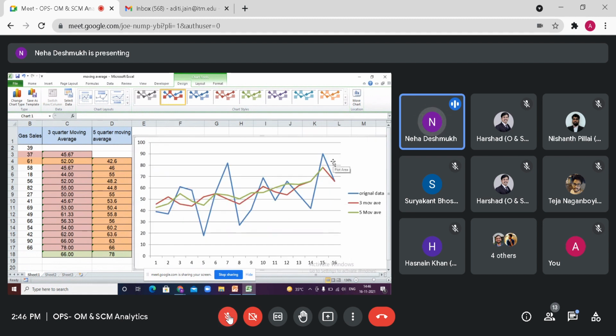See, the blue one is my original data. Now the three quarter moving average is smoother compared to the original data, which is in the brown line. The five quarter moving average is smoother than the three quarter moving average. Yes or no?